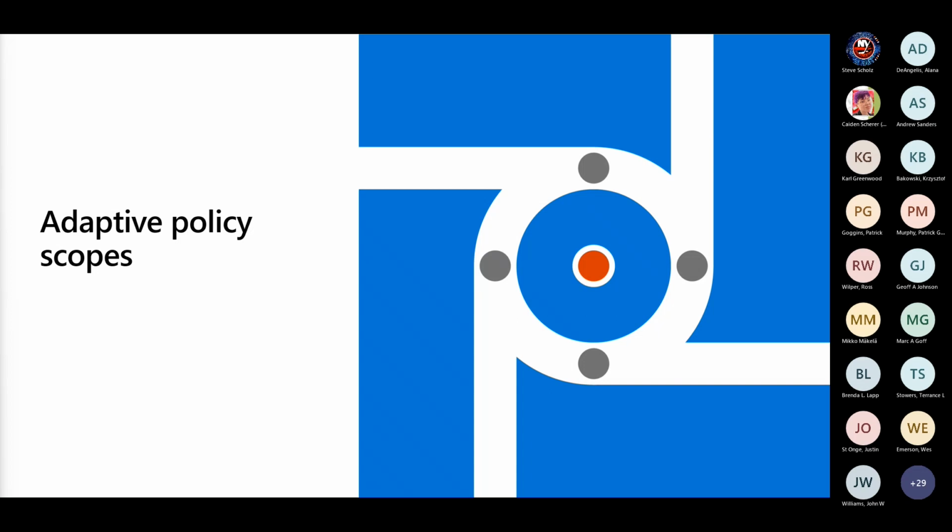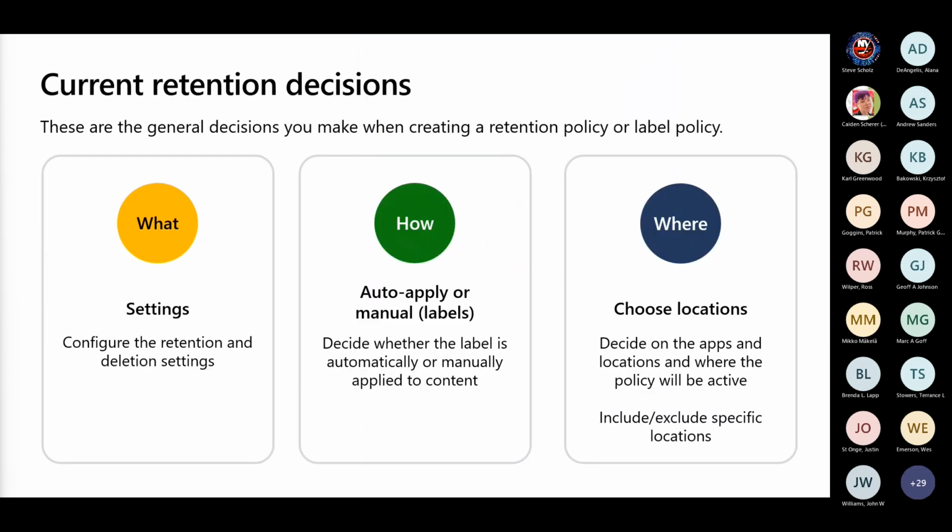I wanted to discuss this newest feature that I talked about briefly, which is, like I said, currently rolling out into public preview, and it's called adaptive policy scopes. The whole idea behind adaptive policy scopes is to enhance the flexibility and the capabilities that currently exist with policies in Microsoft Information Governance, and we're going to talk about how adaptive policy scopes does that.